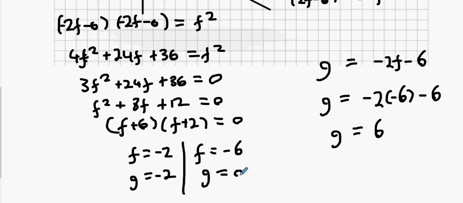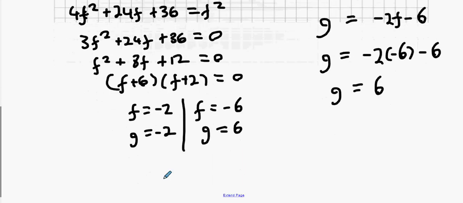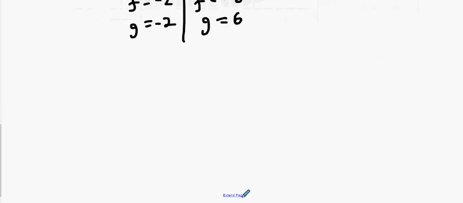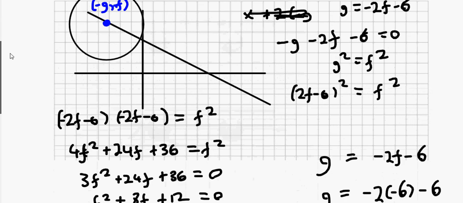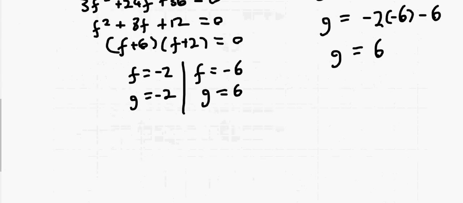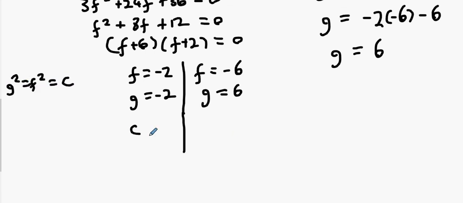Now please remember, the circle has a specific value. I have to find the equation of both circles. I should be able to do this, alright? What's going to happen is that in both cases, we know the c value. Remember, g squared equals f squared equals c. So c is going to equal 4, and in this case, c is going to equal 36.